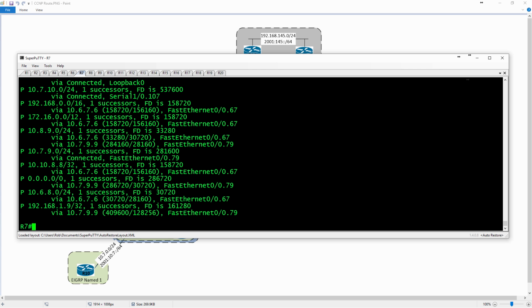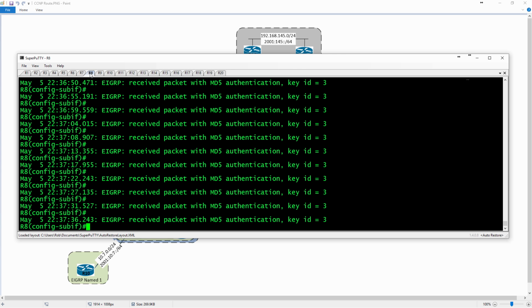And to get to the 10.10.8 network, we're using the path towards R6. But if we do show ip eigrp topology all-links, we should have two paths to get there. Let's see here. Oh, you know what? I bet I know what the problem is.